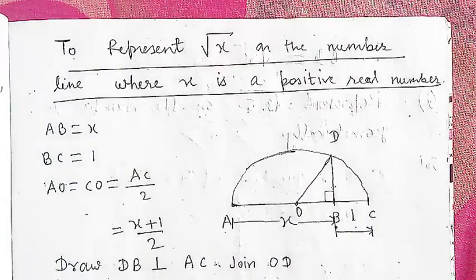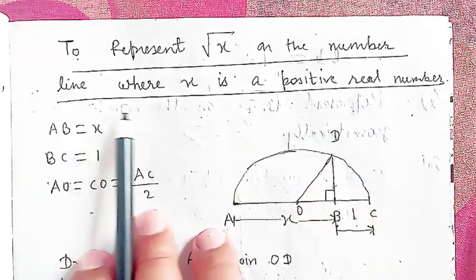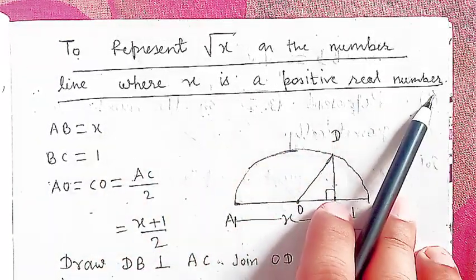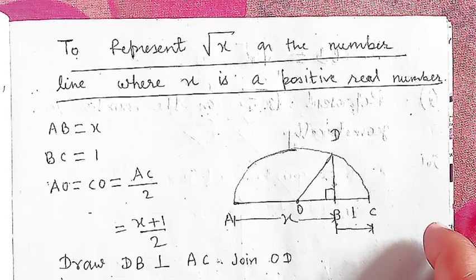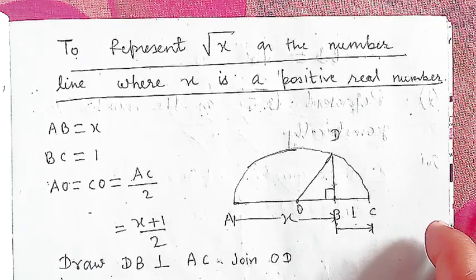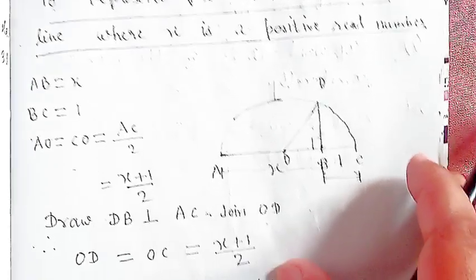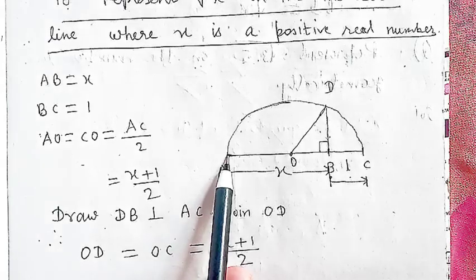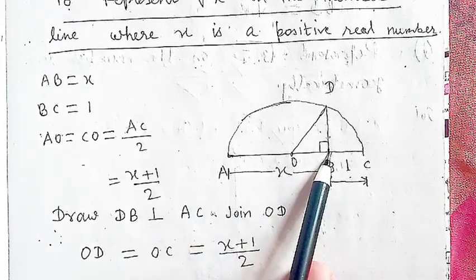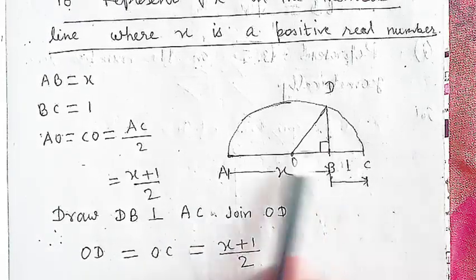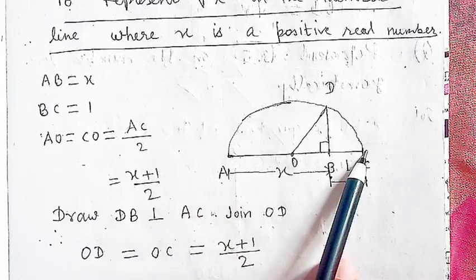Let us take a question to represent root x on the number line where x is a positive real number. For this, what have we to do? For this, we draw AB equal to x. Then we proceed it by 1. So AC is x plus 1.